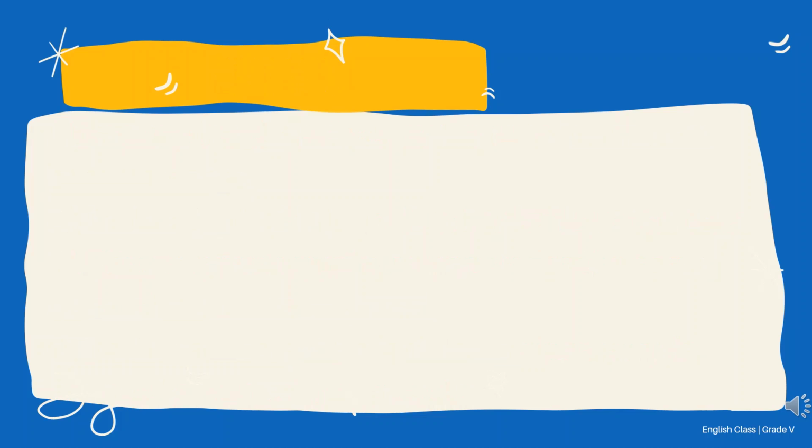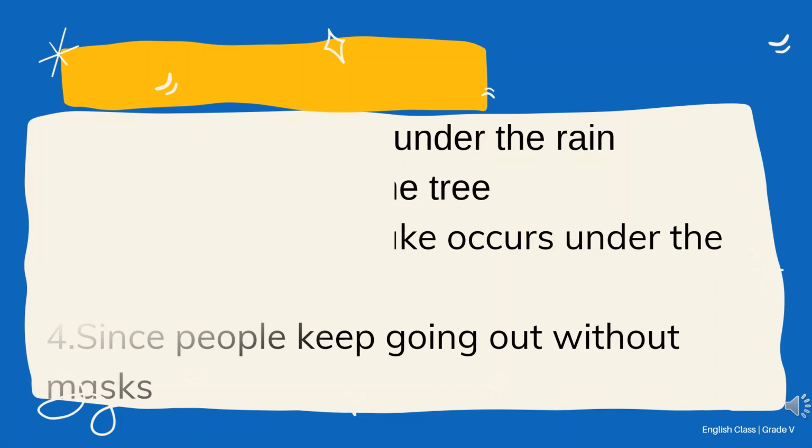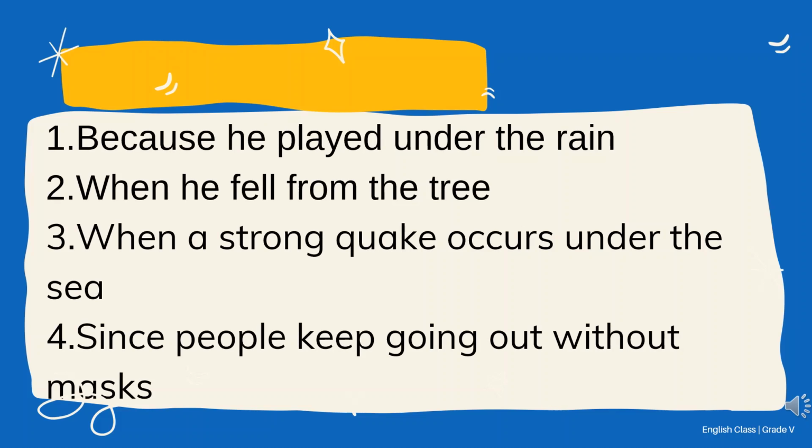Let us look at this group of words when the effects are removed. Number 1. Because he played under the rain. Number 2. When he fell from the tree. Number 3. When a strong quake occurs under the sea. Number 4. Since people keep going out without masks.